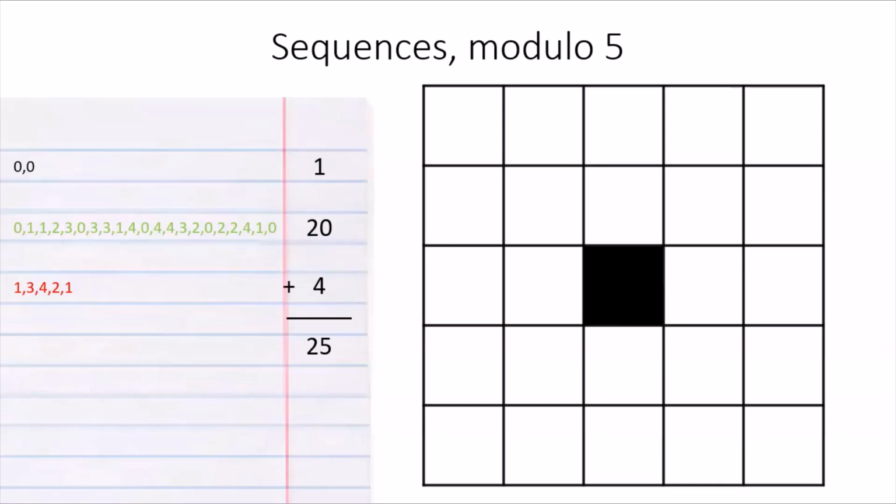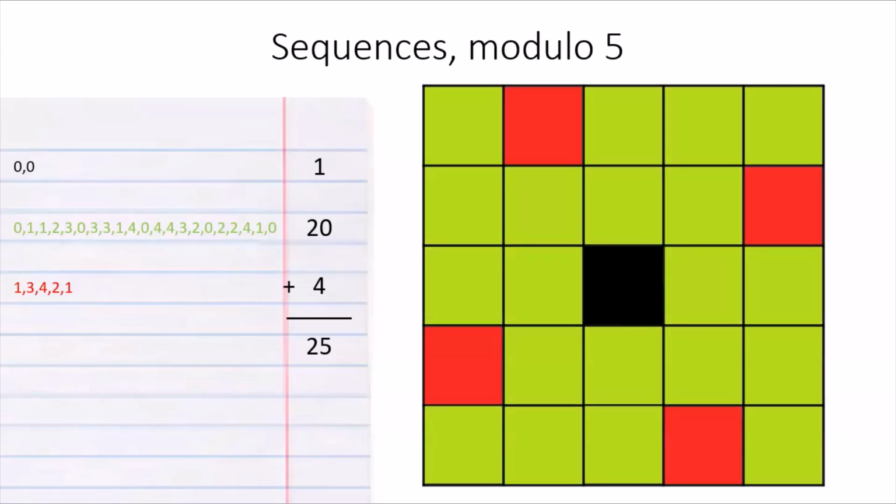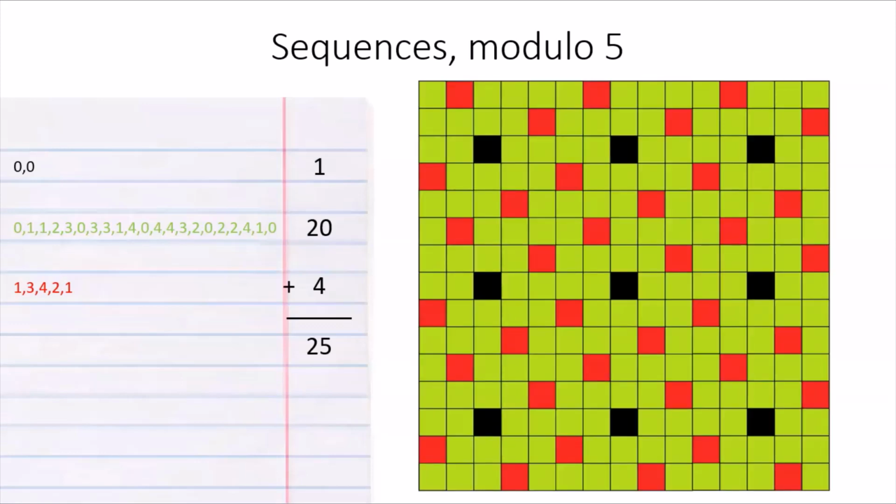And then our green squares look like this, and our red squares look like this, and when we tile the whole thing, it looks like this. This isn't super different from the pattern we saw before, but I think there's something nice about having the black squares centered.